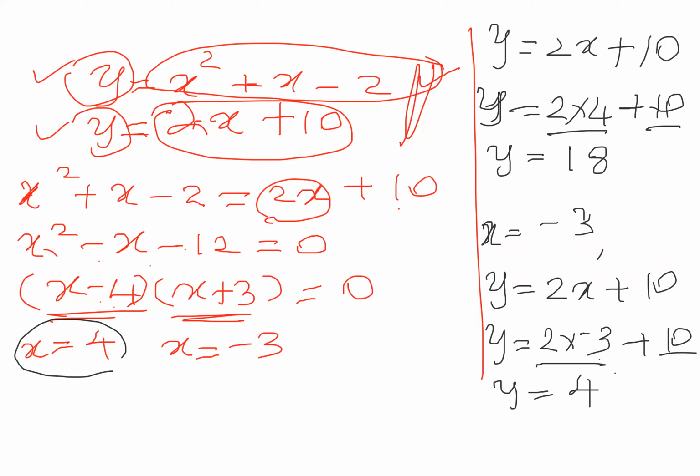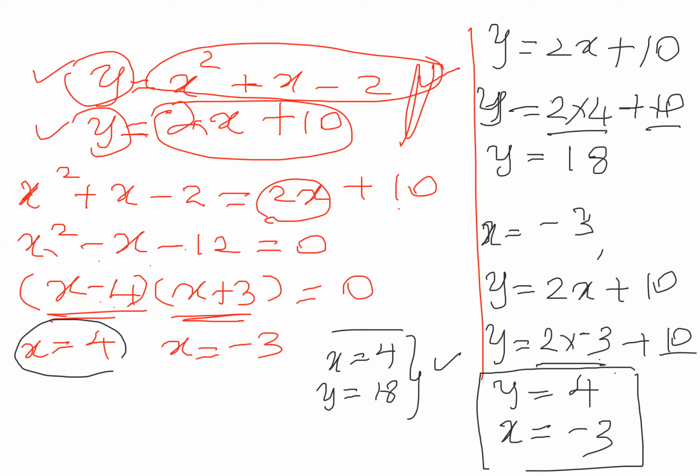So now you can write the two sets of answers. x equals 4 and y equals 18, that is one set. And the other set is x equals minus 3 and y equals 4, right? These are the two sets. So you have to show both values for x and y. Okay, so this is the answer for the question.